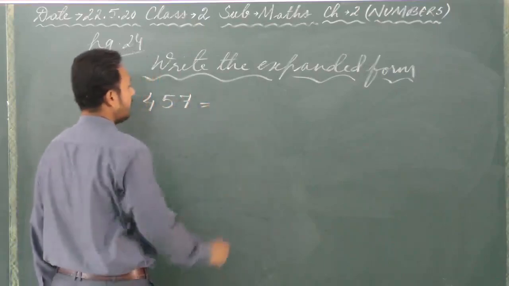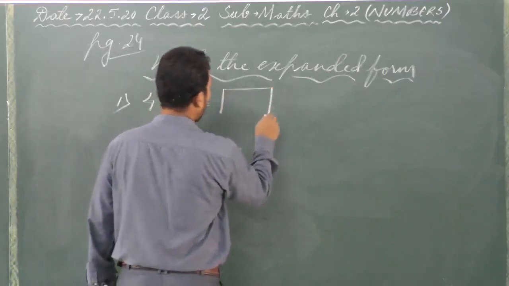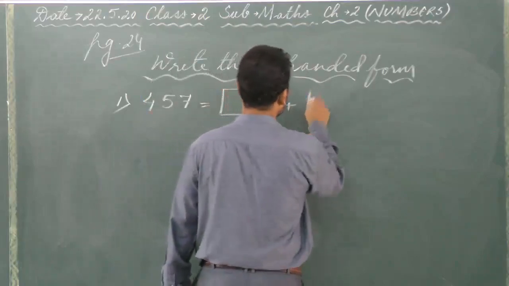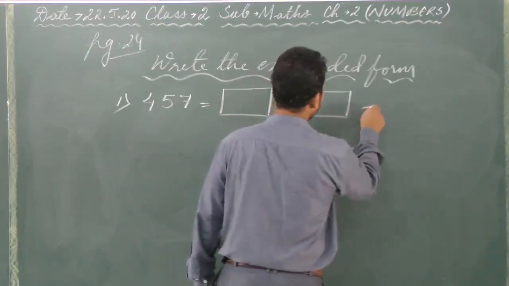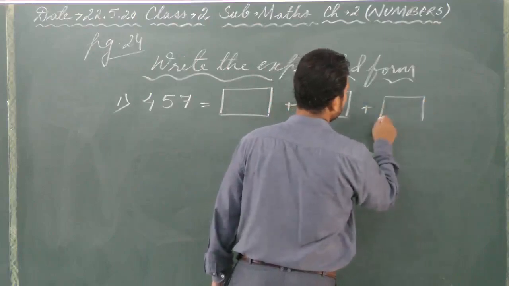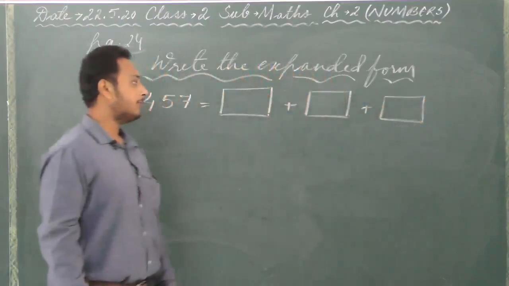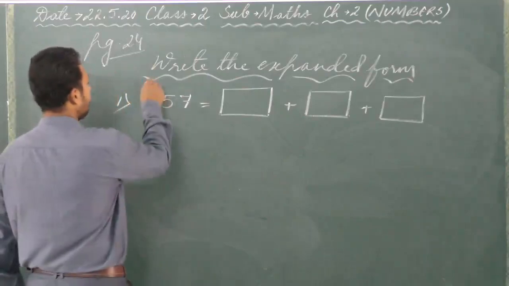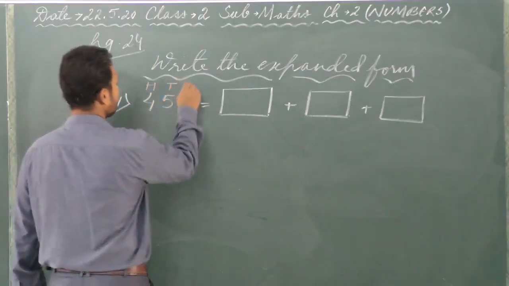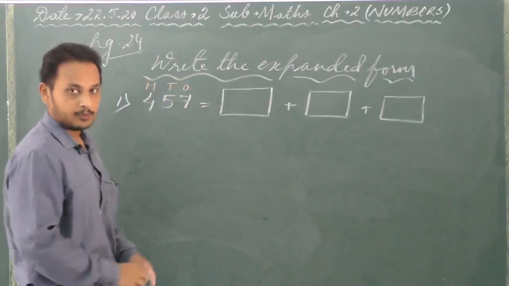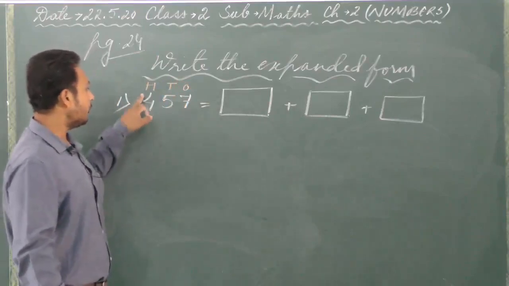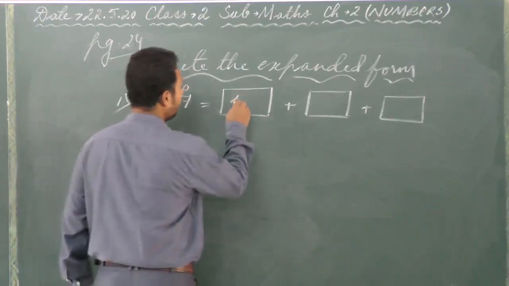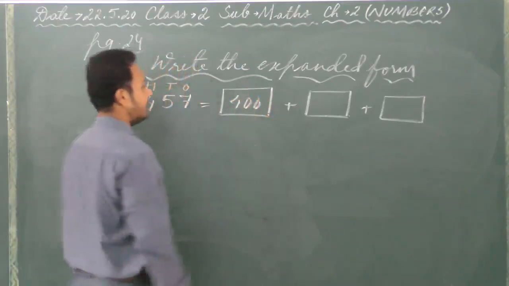457. Okay, there are 3 boxes given there. You have to write the expanded form of the numbers in those boxes. Like see the first one here, 457. Now once again, the first number, if you see, this is 4. Now 4 is in which place? Hundreds place. So the value of 4 is 400.